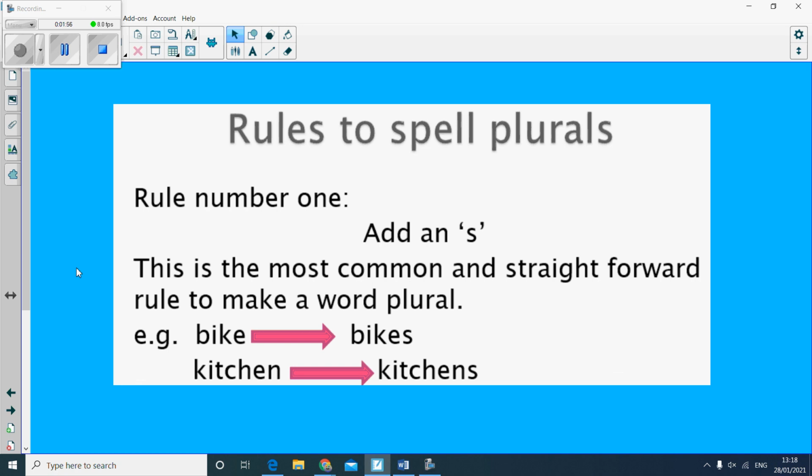Rule number 1 is we can just add an S. This is the most common and straightforward rule to make a plural. We've got bike to bikes, kitchen to kitchens.